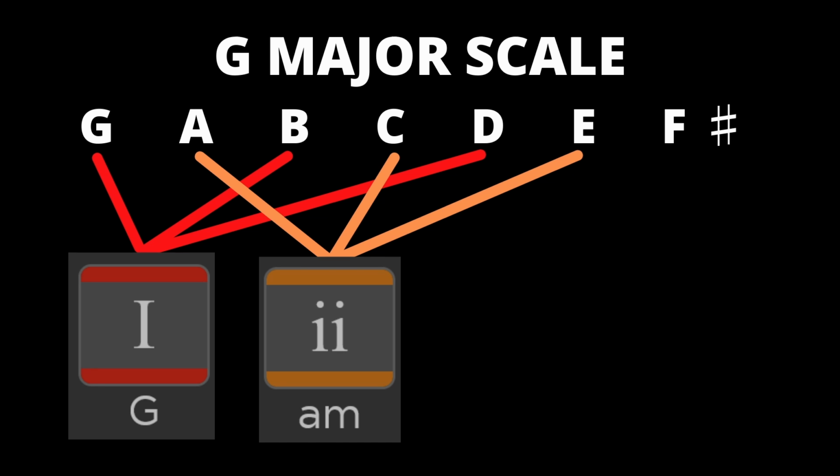We can then repeat the process on the second note in the G major scale, which is A. We start on A, skip a note to C, and skip a note from C, which gets us to E. A, C, and E are the notes in an A minor chord. This is the second chord in the key of G major. We label it with a lowercase 2 Roman numeral.